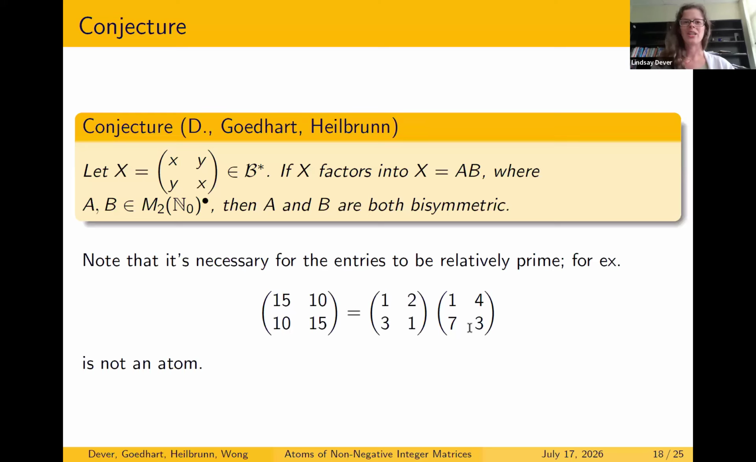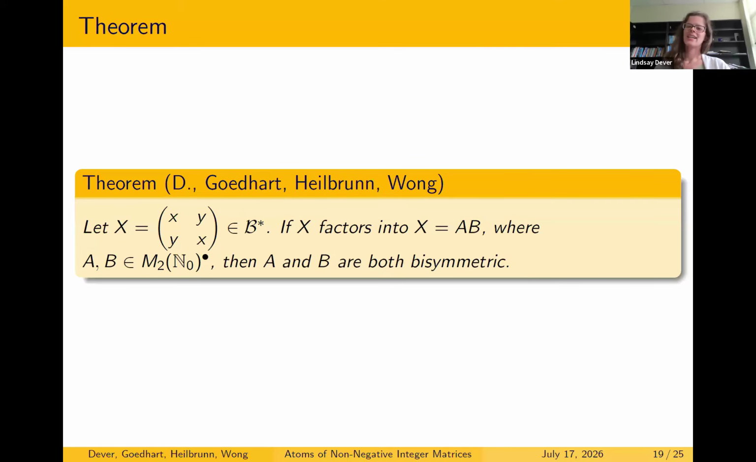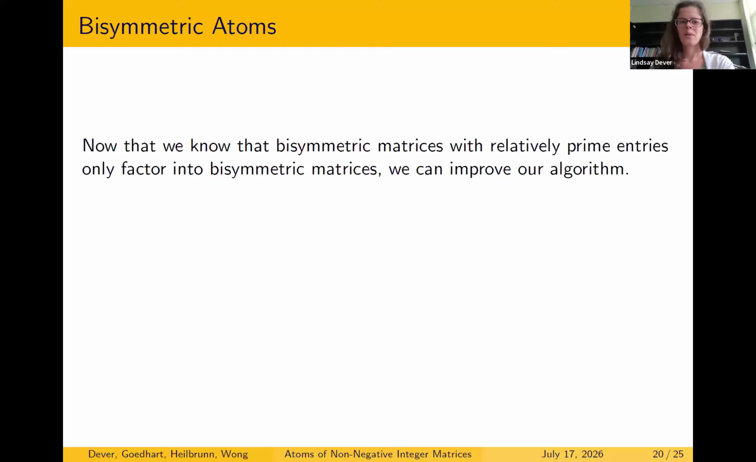We presented this conjecture at a regional conference, the EPIDEL conference. And 3 days later, Tony Wong emailed me and said, "Hey, I think I have a proof of your conjecture." And so our conjecture became a theorem. Tony joined us on the paper and showed that if a bisymmetric matrix of this kind factors, the factors are also bisymmetric.